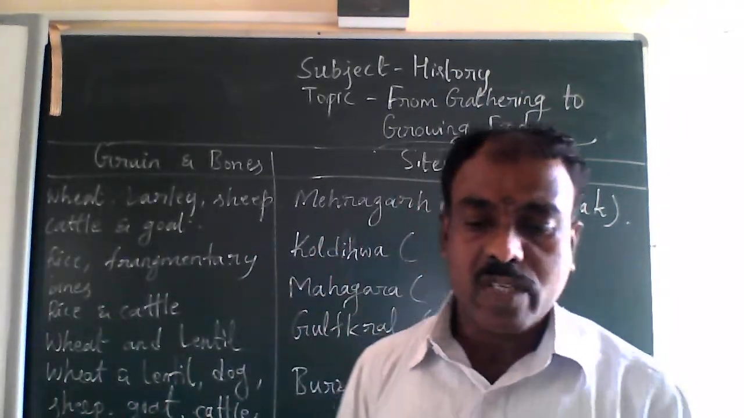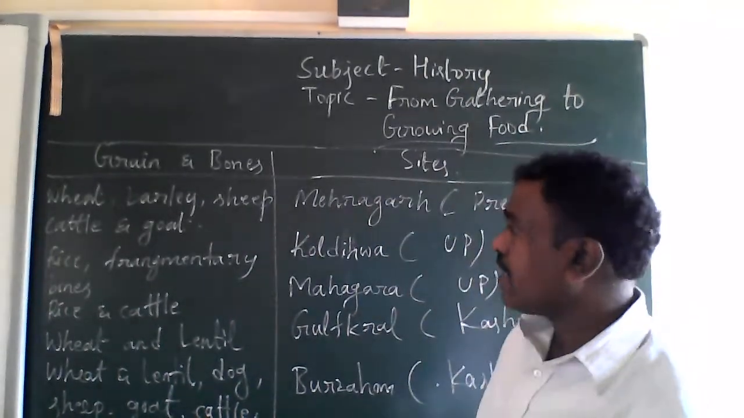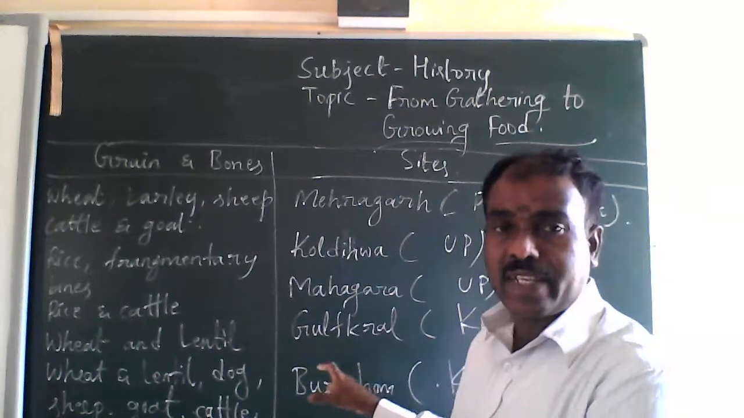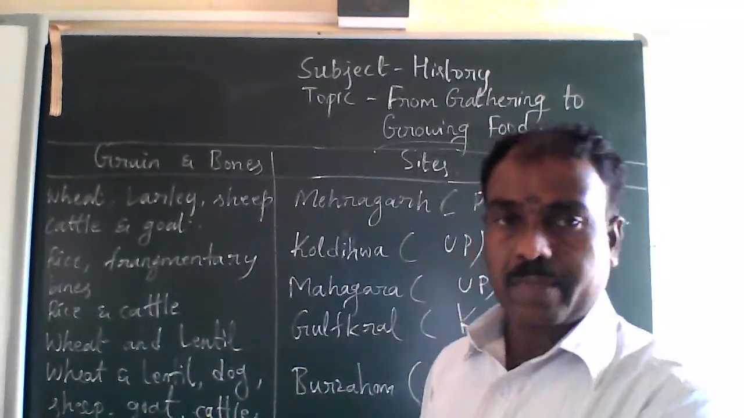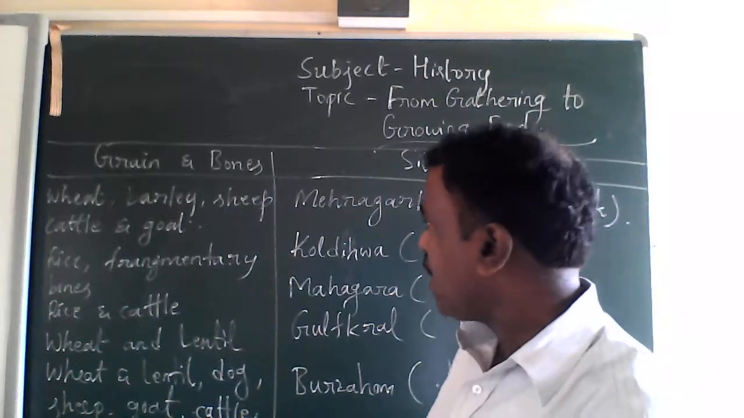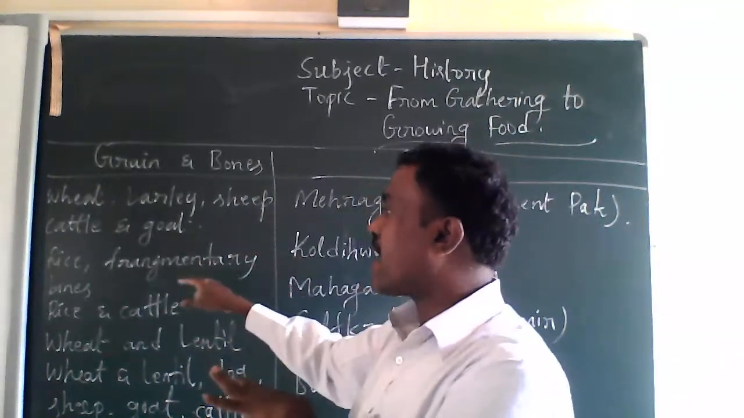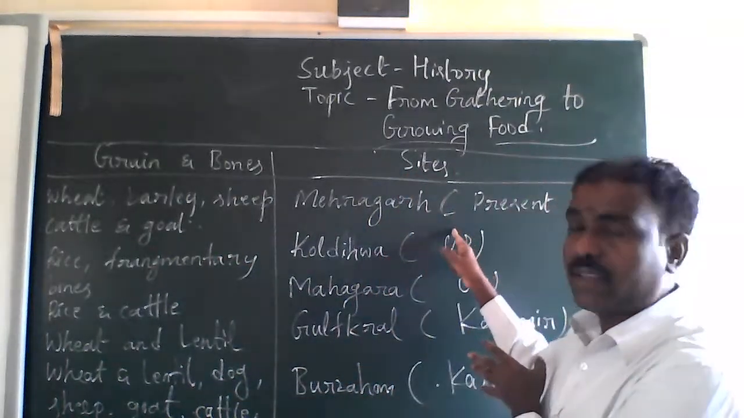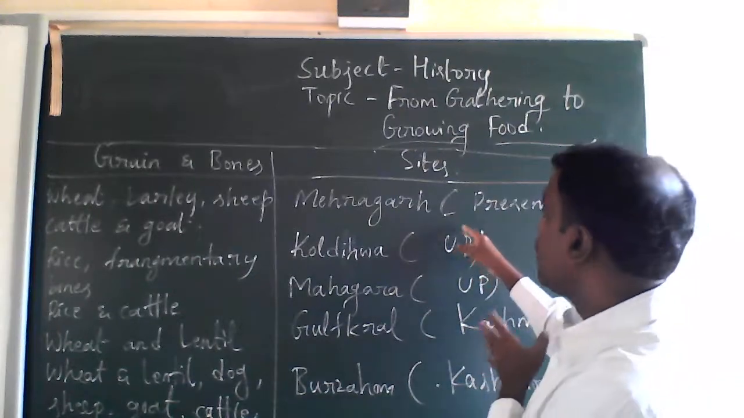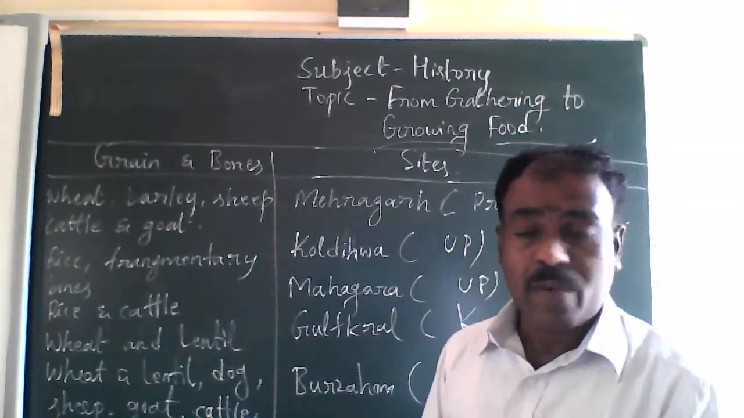Are you getting this, students? See, there are many sites. So I am going to repeat once more, then wipe and write again. A few more sites are there. See here, wheat, barley, sheep, cattle, and goat were found in Mehrgarh, which is in present-day Pakistan.